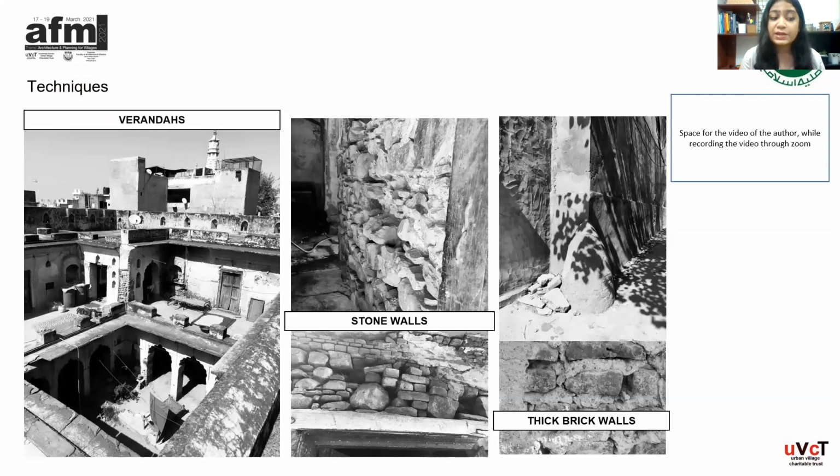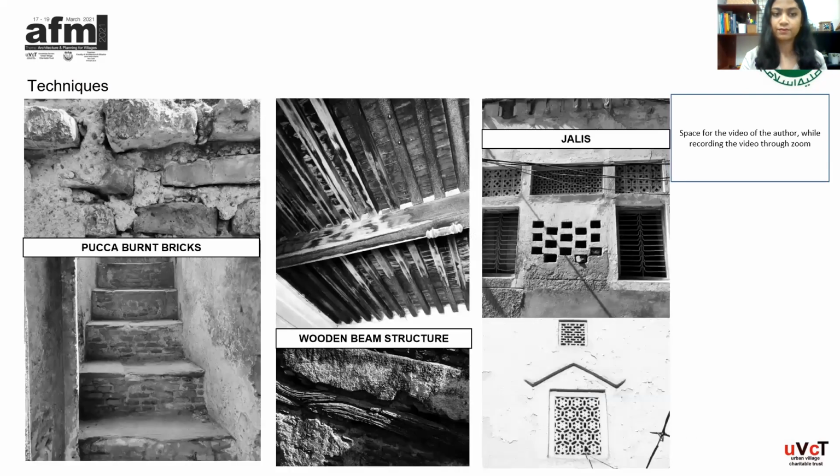Veranda. The veranda prevents direct sunlight and rain from entering the dwellings. Stone walls and thick brick walls have high thermal mass. It helps in reducing interior temperature. Pakka burnt bricks are porous and give relief in humid atmosphere. Wooden beam structures are durable, eco-friendly, energy efficient, and aesthetically pleasing. They provide an adequate amount of insulation from direct sunlight.